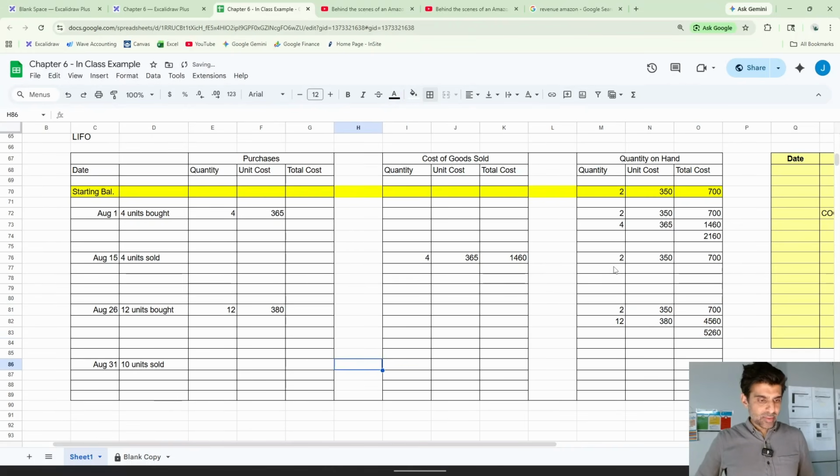And then finally, this 10 units sold. We're gonna again start at this layer. Okay, so we're gonna sell 10 units out of here. So that again, this 350 layer is still lingering. This is what I'm saying. This thing can just hang out for a long time.